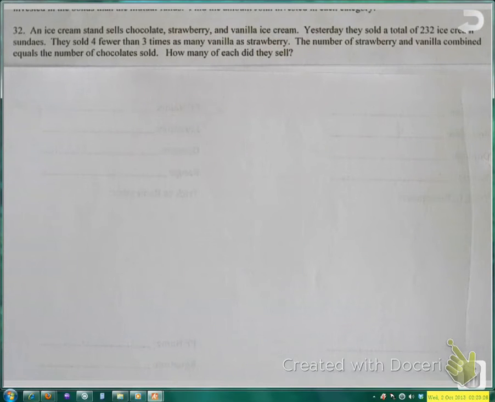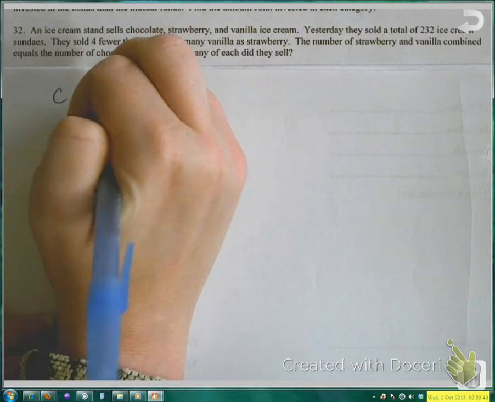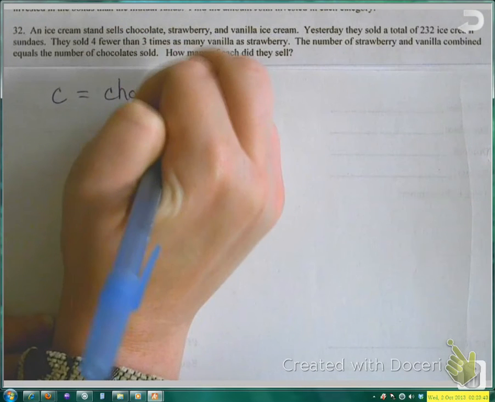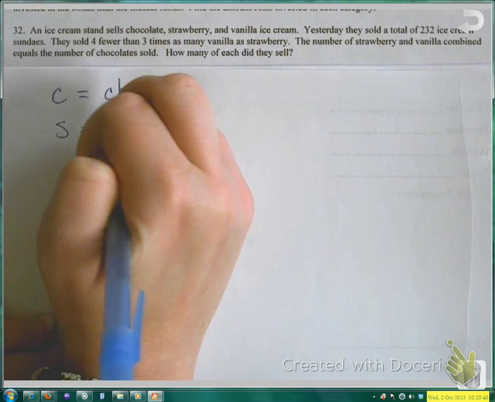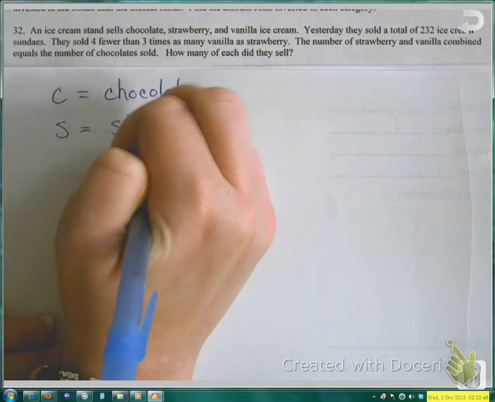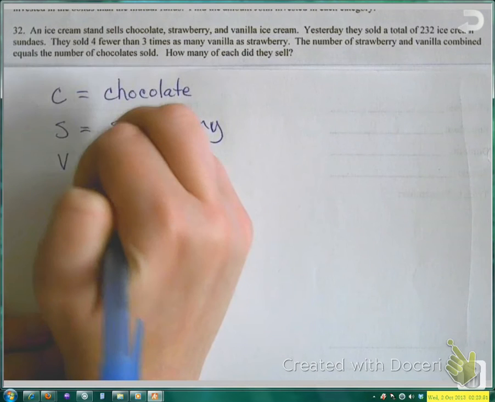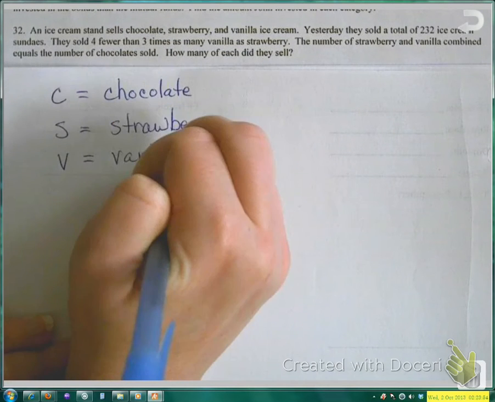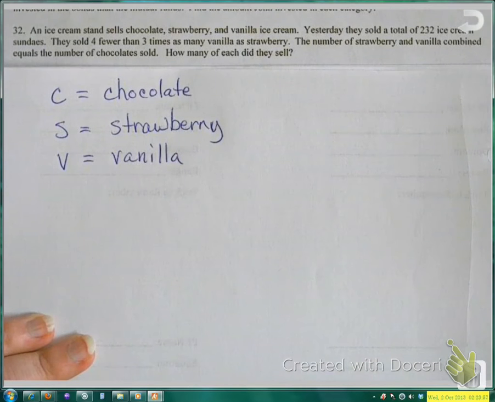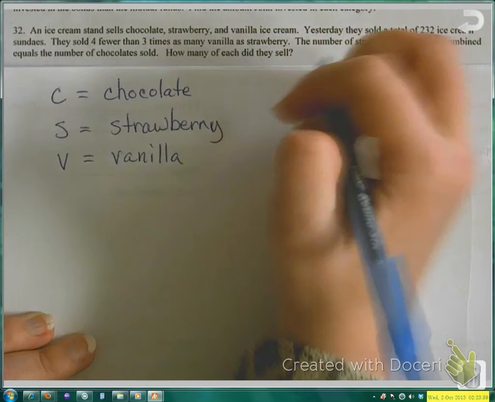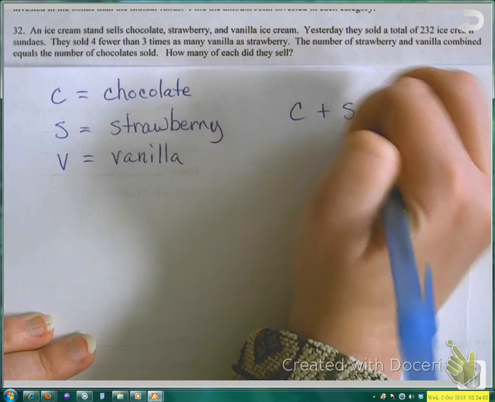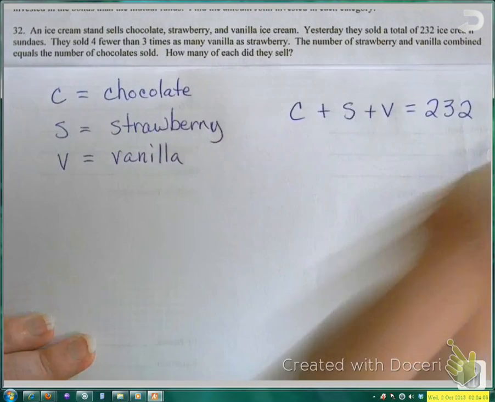Alright, this is our unit on inequalities, specifically systems of inequalities. So we have a problem here. An ice cream stand sells chocolate, strawberry, and vanilla ice cream. So we have three different kinds of ice creams. I'm going to make chocolate be C, strawberry will be S, and real original vanilla is going to be V. Right? So it says yesterday they sold 232 ice cream sundaes. So that tells me that all three of these together equals 232.